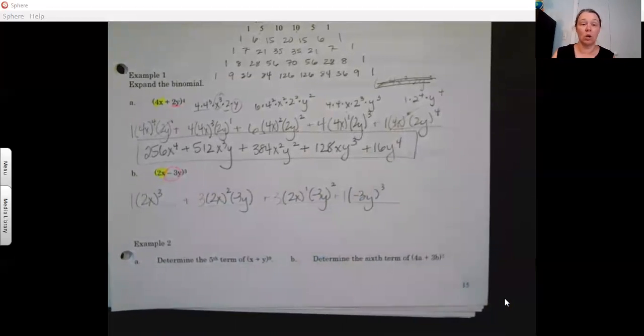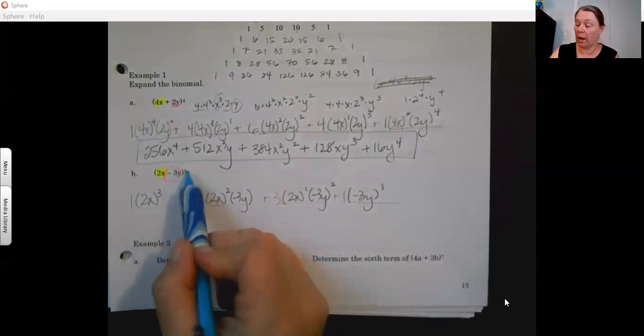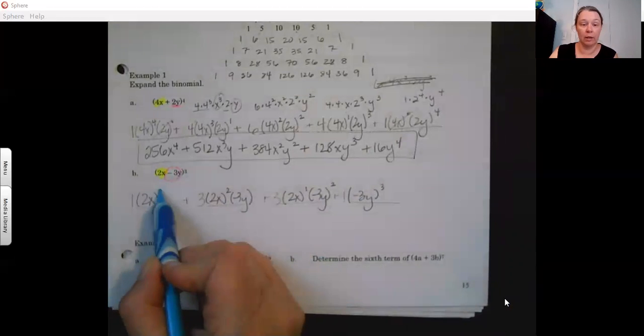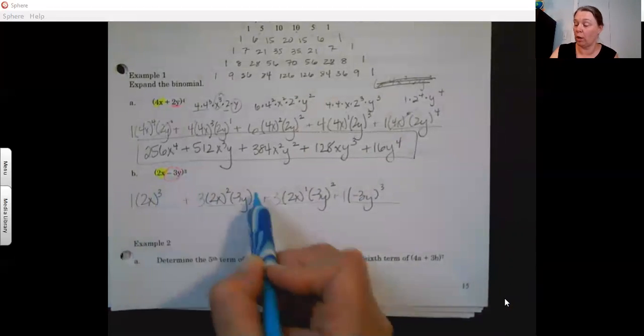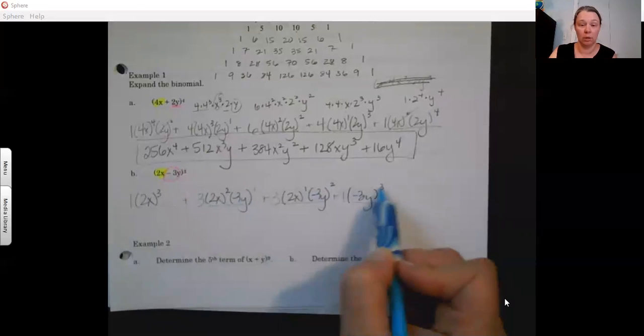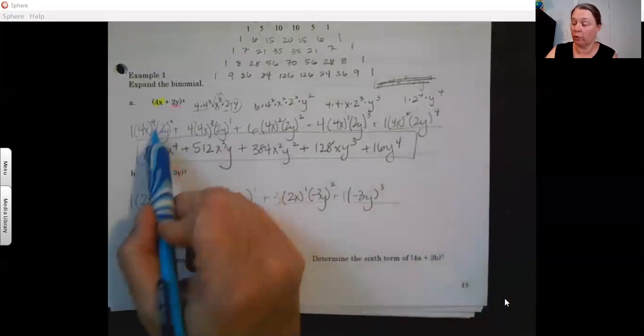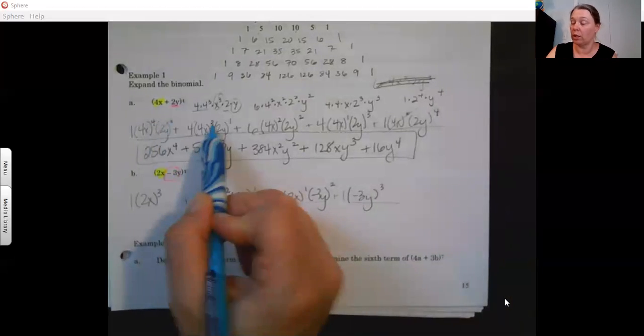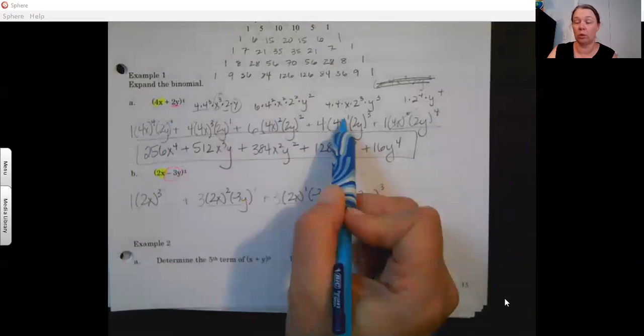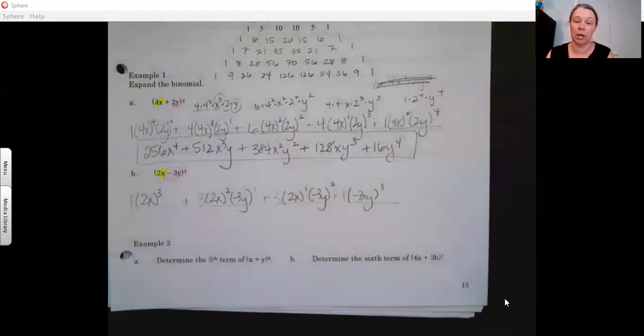Another interesting thing to notice is that whatever power you're taking it to, so here the third power, what's the sum of my exponents? 0 and 3 is 3. 2 and 1 is 3. 1 and 2 is 3. That's 3. And that happened up here also. 4 and 0 is 4. 3 and 1 is 4. 2 and 2 is 4. 1 and 3 is 4. Another way to kind of just check yourself. And that happened in all the other ones as well.